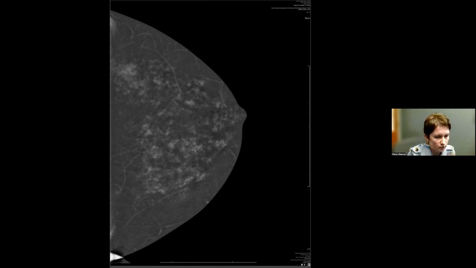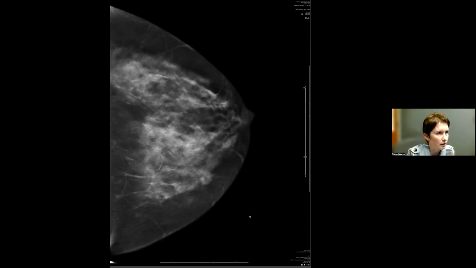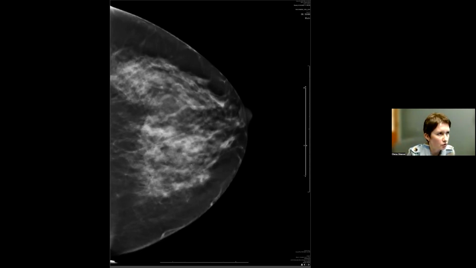In our PACS, we have buttons we can toggle through. Remember, you can do basically any additional views except for magnification views with contrast. You can do spot compression contrast views. You can do lateral views. So in this case, we were trying to figure out what's going on behind that nipple and did not really see anything new or suspicious from her prior images.